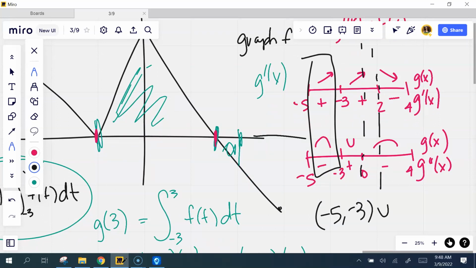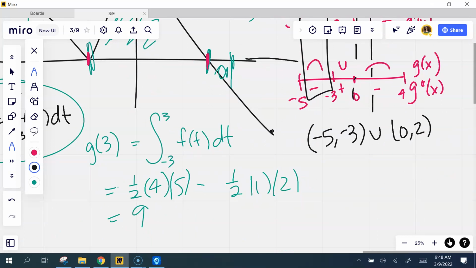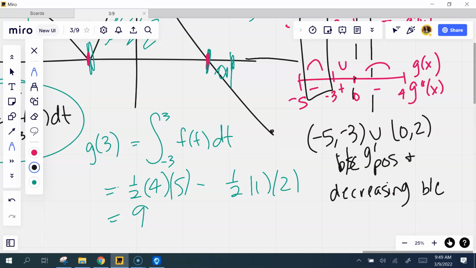This is what I did. I said it is positive and decreasing, because the derivative is positive and decreasing on those intervals. So that one was, what letter was that, B? 1 point for the answer, 1 point for the reasoning.